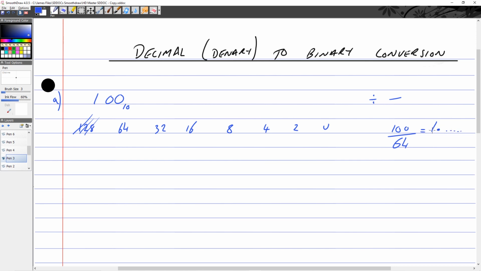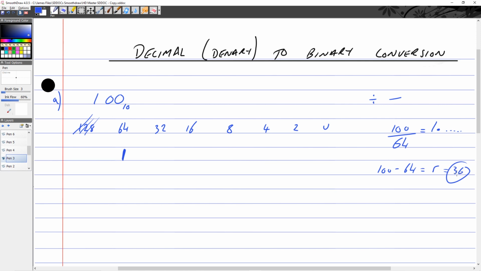So we know that we have one lot of 64 in 100, and we know we have a remainder. So 64 fits into 100 once, and then we subtract. We say, well, what's left over? So we had 100, we've now accounted for 64 of it. Technically here what we're saying is 100 take away 64 equals the remainder, which equals 36. So 36 is our new number that we need to represent.